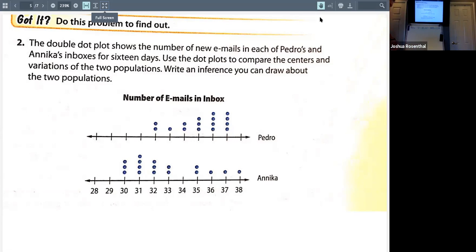I'm gonna get started, even though we're a little early, because people will know where we picked up from. Okay, so now I'm going to separate this and do Annika's data set. So now we're doing Annika. And here we go. Here's our data. So I have 30, 31, 32, 32, 32.